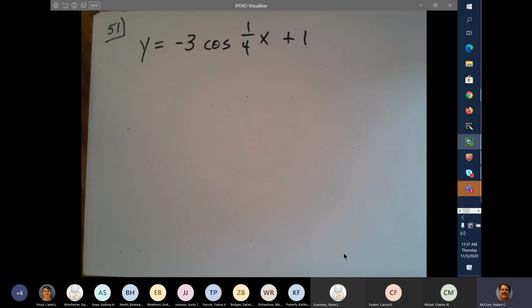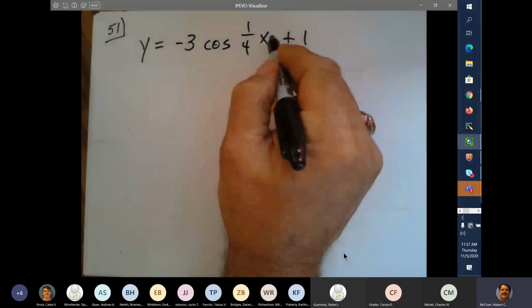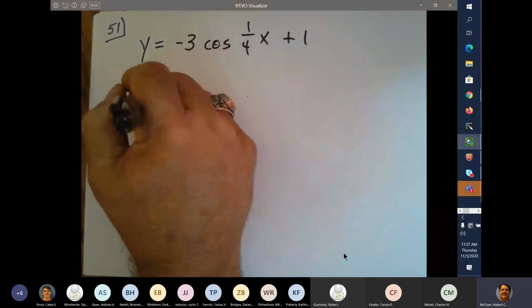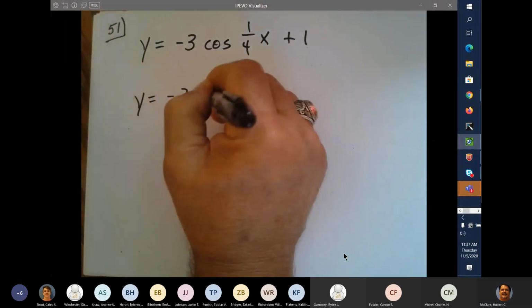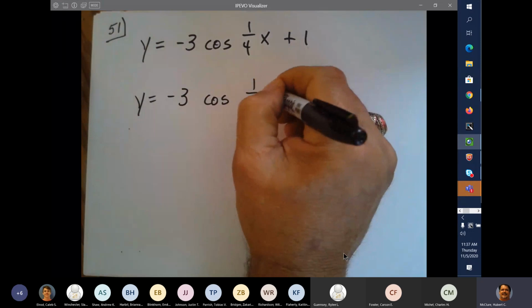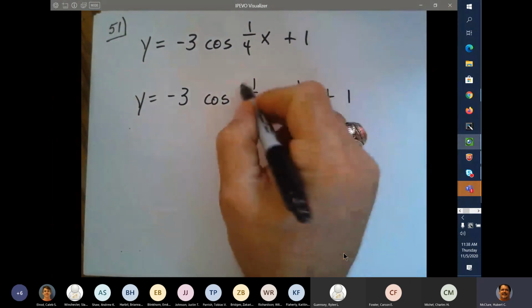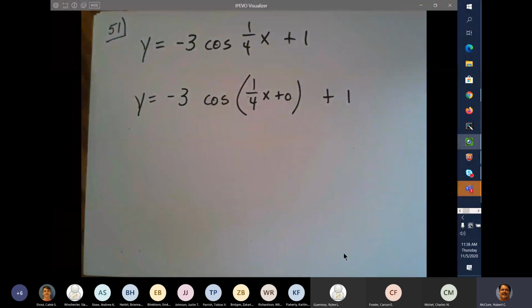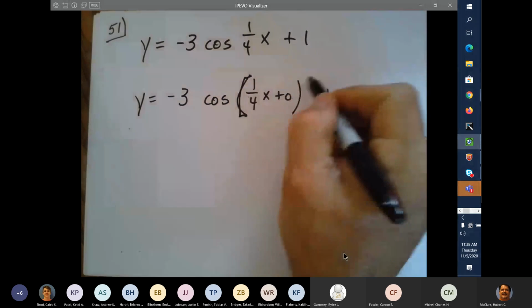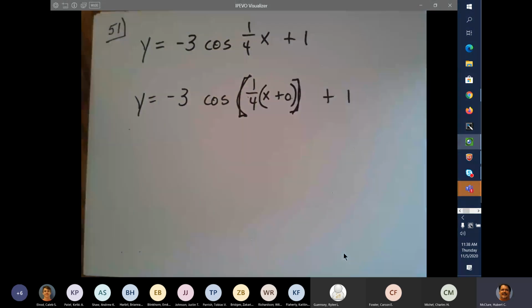Now, before I do anything, I'm going to rewrite it a little bit. I'm going to rewrite a +0 here. So it's going to be y is equal to -3 cosine of (1/4 x plus 0) plus 1. I'm going to put that in parentheses because therefore you'll see a little bit more detail, because technically it looks like that. And that might help you out a little bit with the phase shift.